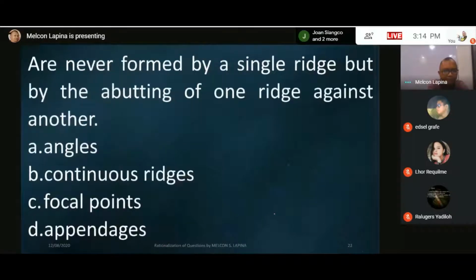22. Are never formed by a single ridge, but by the abutting of one ridge against another. Kung merong isang ridge diyan at saka may ridge ganyan, there is abutment. That is known as angle. There is what we call as meeting, nagtagpo of two ridges.